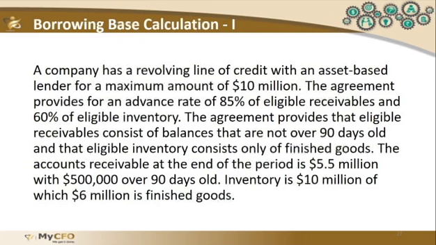The agreement provides for an advance rate of, say, 85% of eligible AR and 60% of eligible inventory. The agreement provides that eligible receivables consist of balances that are not over 90 days old, and that eligible inventory consists only of finished goods. The AR at the end of the period is $5.5 million, with $500,000 over 90 days old. Inventory is $10 million, of which $6 million is finished goods. So in my example, I will take down the solution to the next page.